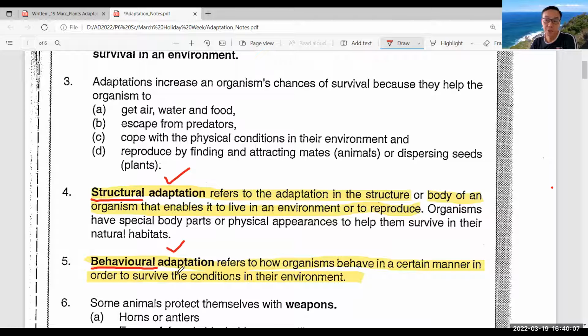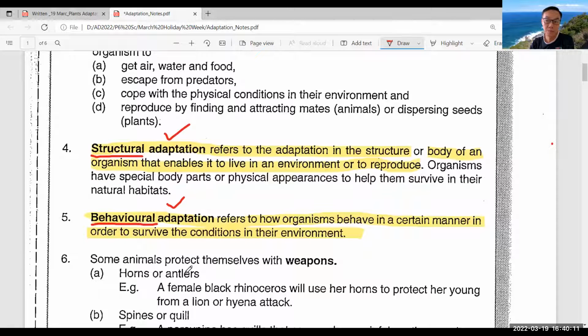And for example, during winter, you can see many birds migrating from colder areas. For example, in the northern hemisphere, they fly thousands of kilometers to the south. This is a behavior because they are flying, right? It's not part of the body. So this is called behavioral adaptation. So we need to distinguish between structural and behavioral adaptations, which we will continue in the lesson as we progress.